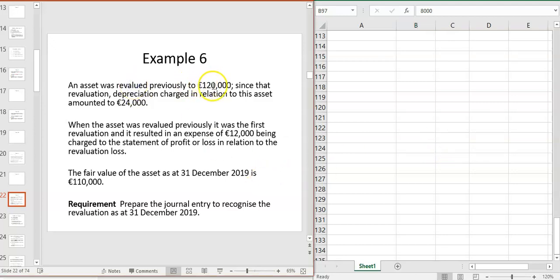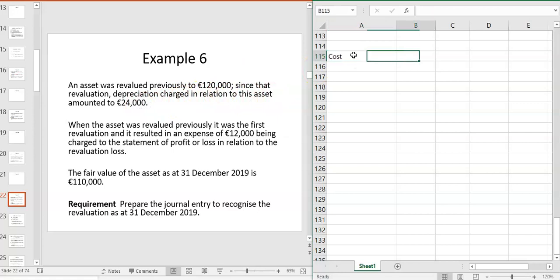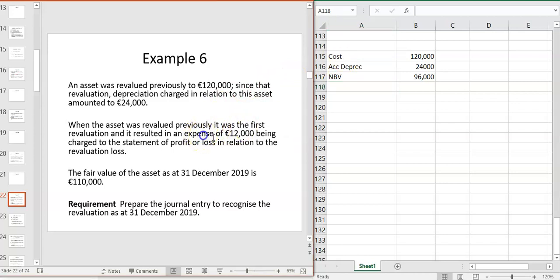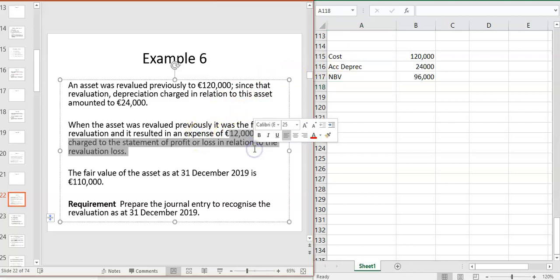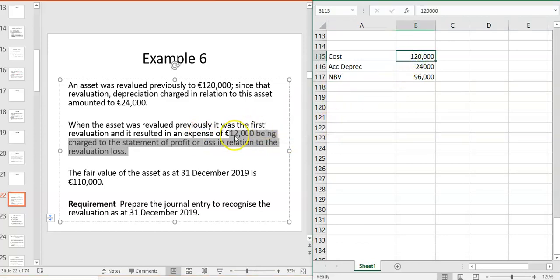Revalued previously to 120,000, and since that revaluation, depreciation has been charged to the asset of 24. So you're saying the updated cost was 120 based on the previous revaluation, and accumulated depreciation was 24. So that means the net book value then is 96 currently. That asset was previously revalued as its first revaluation. It is an expense of 12,000 in the P&L. So the first time revaluation, which ended at 120,000, gave you a revaluation loss. Debit the SOPL 12.